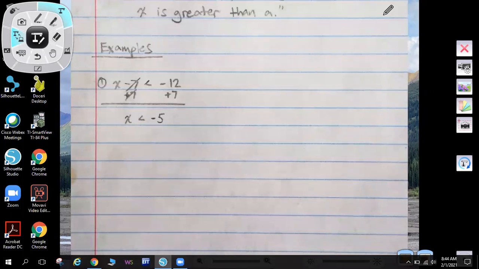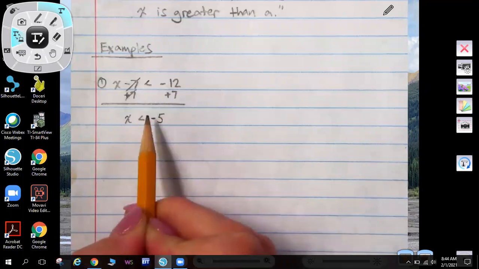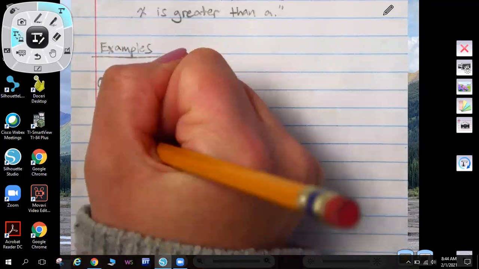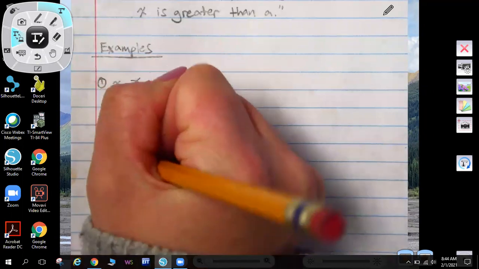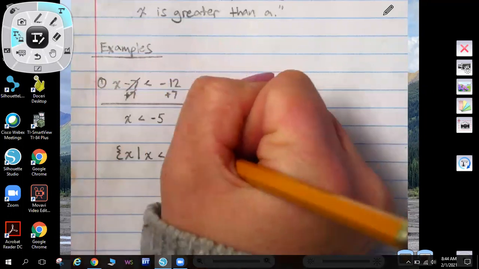Now we're going to write our solution in the 3 different ways that we just did in our table. Set notation, interval notation, and we're going to draw a graph. So the set notation is pretty easy. All we do is use this inequality that we've already solved. So the set notation is the set of all x values such that x is less than negative 5.